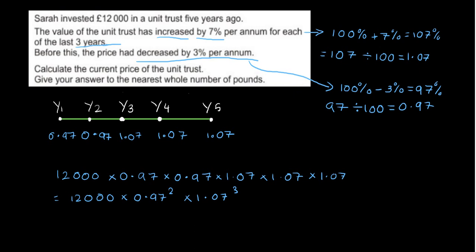12,000 times 0.97 squared times 1.07 cubed. The value of this is 13,831 pounds, and because we're dealing with money, we're going to round it to 2 decimal places. So, 13,831 pounds and 72 pence. There we go. That's the answer to this question, and we've got another question, so we'll go on to that as well.